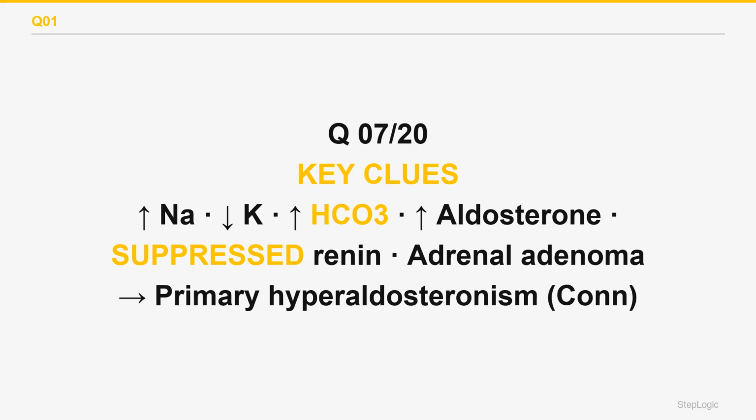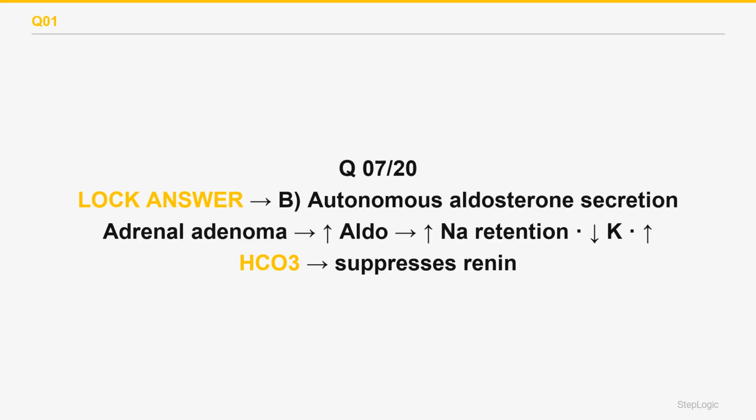Aldosterone binds mineralocorticoid receptors in the collecting duct. Sodium and water are retained. Potassium and hydrogen ions are secreted. Result: hypertension, hypokalemia, metabolic alkalosis. Renin is suppressed because the body senses high aldosterone and shuts off the RAAS upstream.